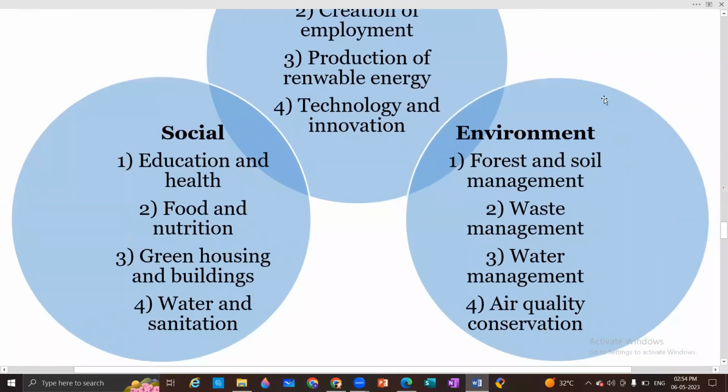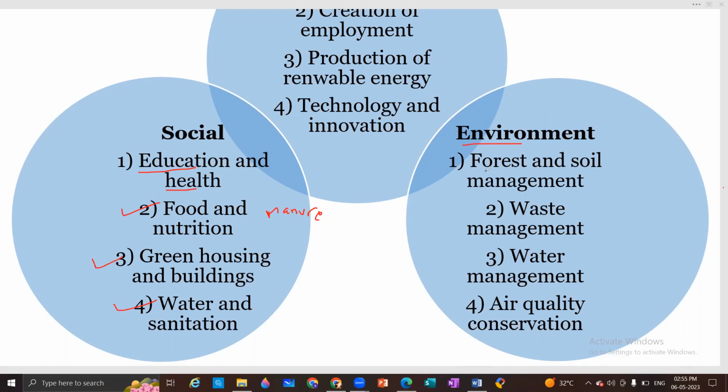Going down, we come to social: education and health. So health will be maintained because the water consumed will be pure. So we will not dump wastewater into the water bodies. The water will be clean. Food and nutrition, we have discussed above how manure is produced using sewage treatment plants. Then clean water and sanitation and greenhousing and buildings.